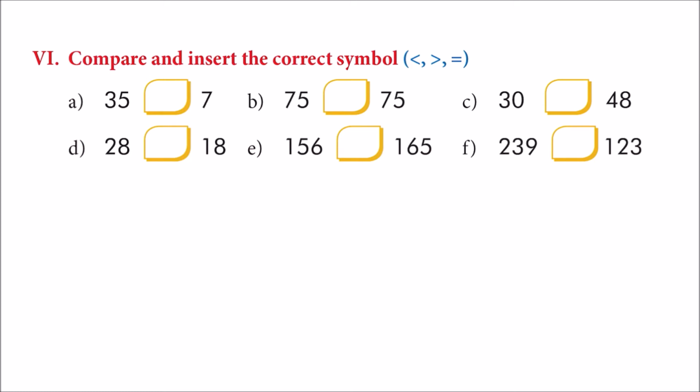Number 1, 35 and 7. Which is larger than 7? 35. Let's look at the next one, 75 and 75. Yes, they are equal to each other. Let's look at one more example, 30 and 48. Which is greater, which is lesser? That's right, 48 is greater and 30 is lesser.